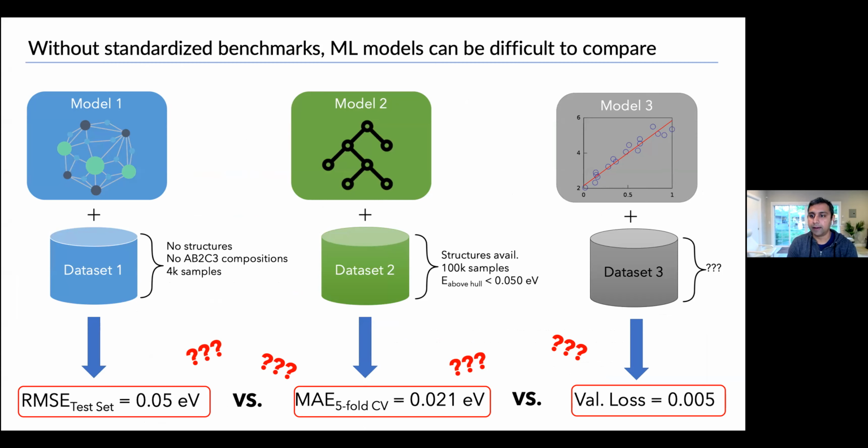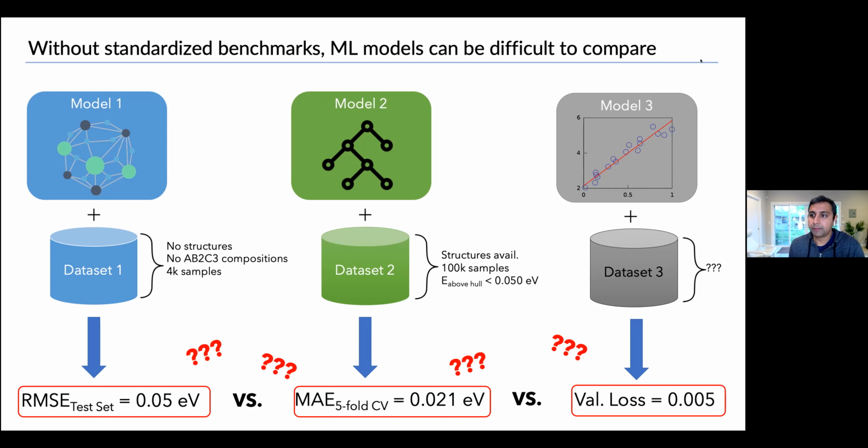So for example, if you have 3 different machine learning models on the top, they're often tested on different data sets. One of them might be tested on a data set of formation energies that doesn't involve the crystal structures, only the chemical compositions, and it has 4,000 samples. And then the second model might be tested on a different database that has structures available and has many more samples, and has some data filters applied to make sure that it's only stable compounds and no crazy structures, et cetera. And model 3 might just take everything, and it's very difficult or unspecified what's happening.